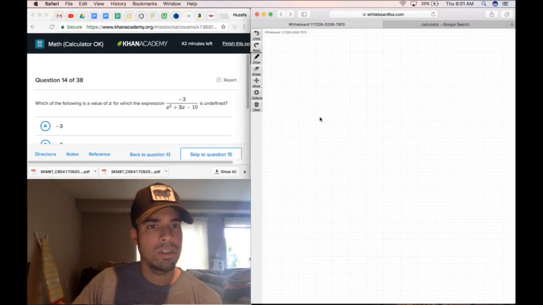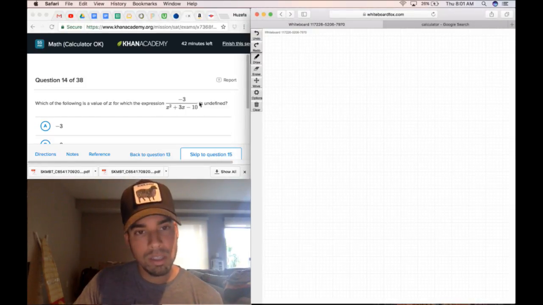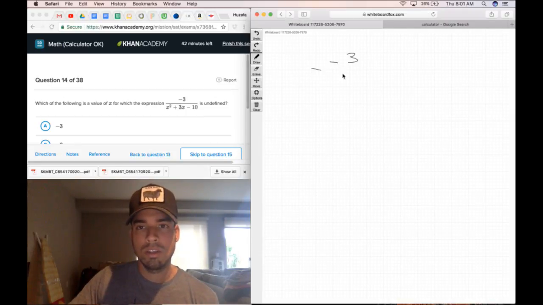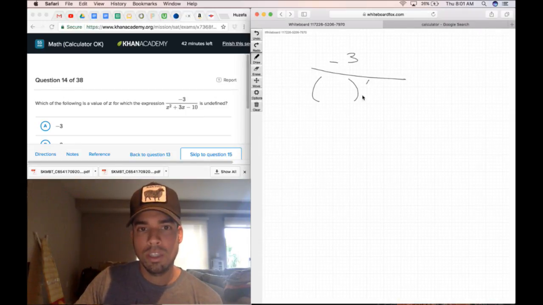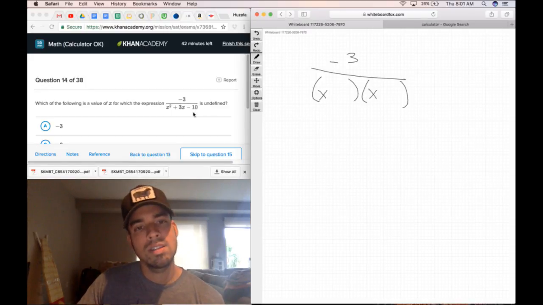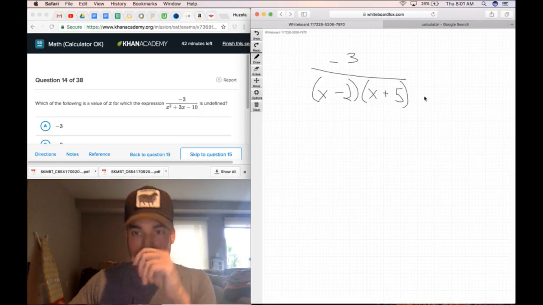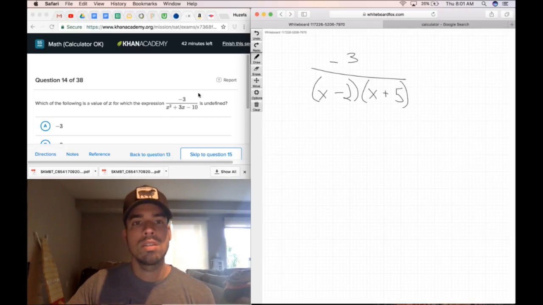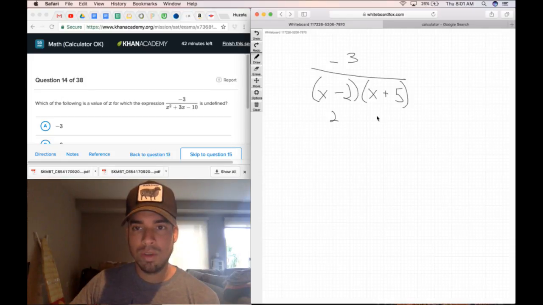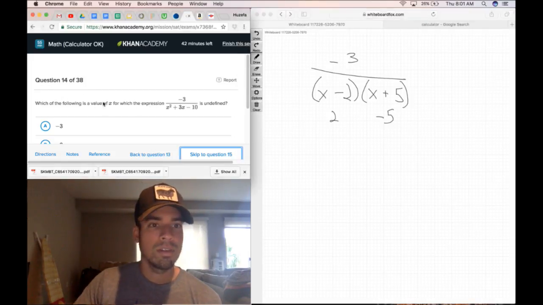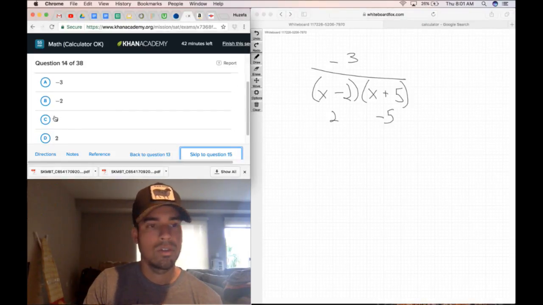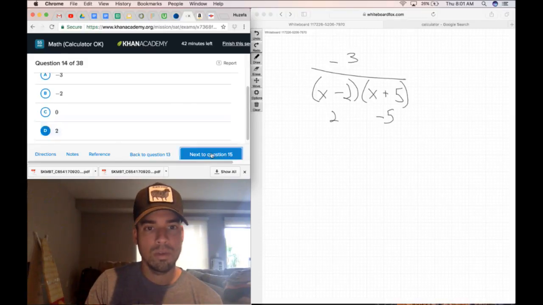Negative 3 over this guy. All right, first thing, where is it undefined? When you see a quadratic, just factor it. That's the instinct you should always follow, and that will actually give you your answer here. So we have to think what multiplies to -10 and adds to 3: +5 and -2. Why does factoring matter? Because it helps us see where we get zeros in the denominator, because if you divide by 0, it's undefined. So we have a 0 at x equals 2 and x equals -5. Here we go, there's one of them.